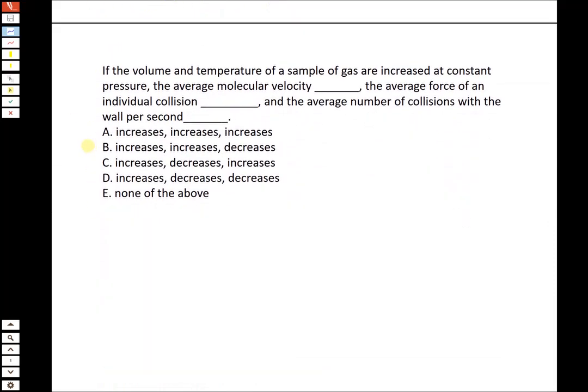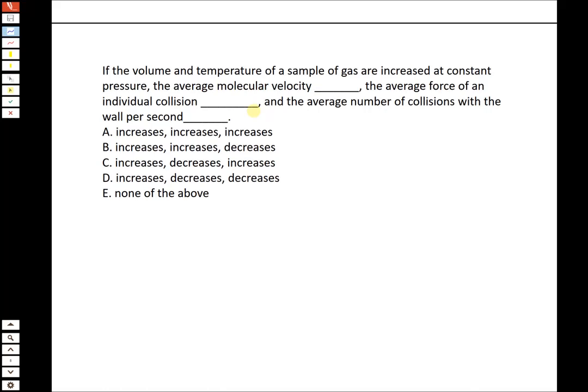Which again is a conceptual question dealing with gas velocity and things like that. So if the volume and temperature of a sample of gas are increased at a constant pressure, so here we're not comparing two gases, we're just talking about a single gas where we're increasing the temperature and the volume, and the pressure is staying constant. The average molecular velocity increases or decreases, the average force of an individual collision decreases or increases, and the average number of collisions with the wall per second, do they increase or decrease?